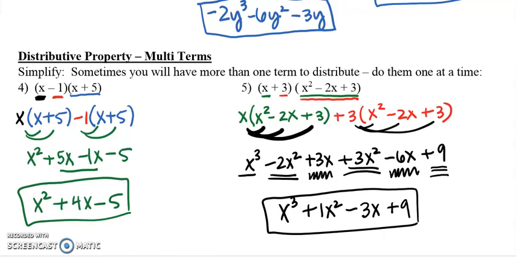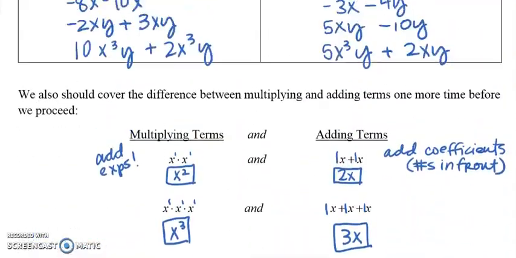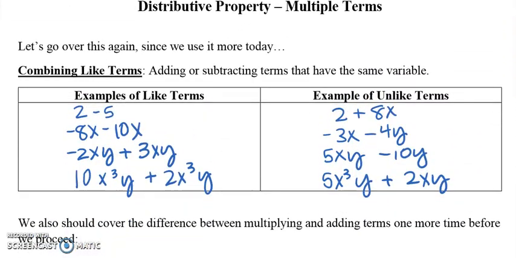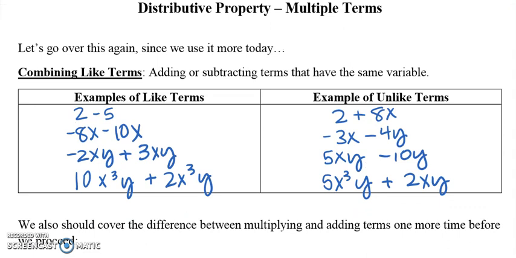So remember, you can always go back, you can rewatch, you can pause it. I know I don't go super slow, but now we've just covered the distributive property using multiple terms.